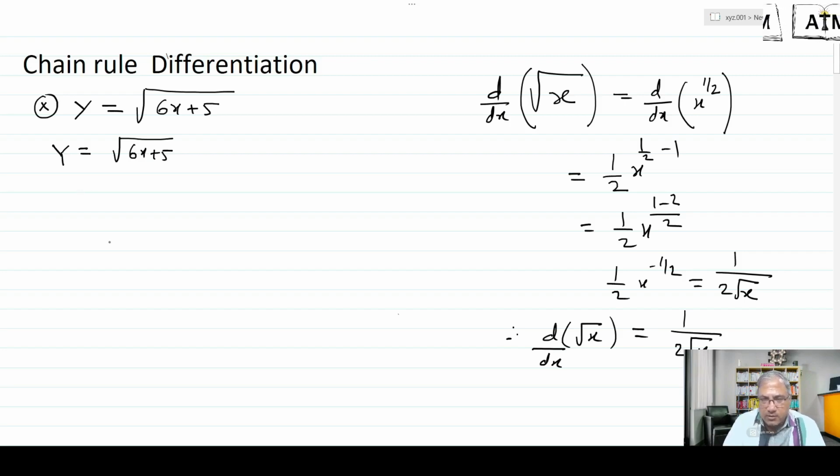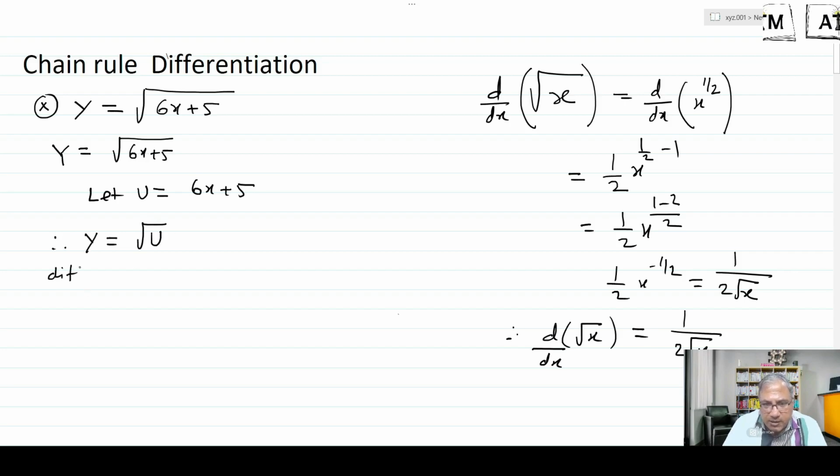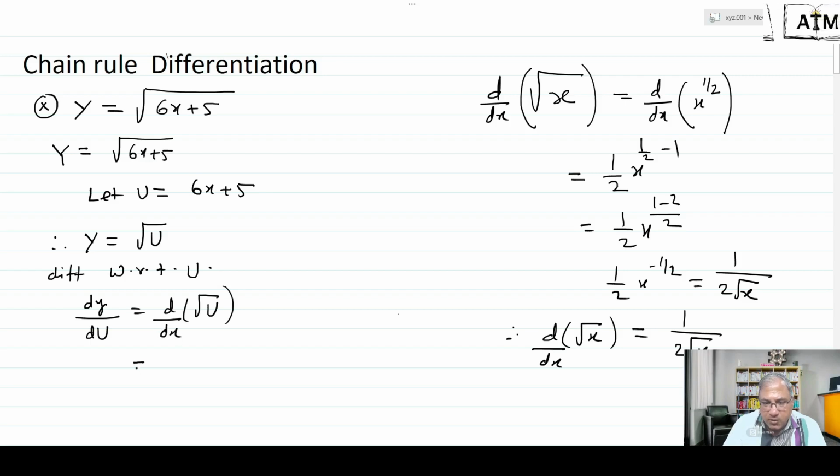So what I do here, let u equal 6x plus 5. Therefore y equals root u. Now differentiating, what is step 1? Step 1 is dy by du and the second step is du by dx. So differentiating both sides with respect to u, what do you get here? dy by du equals differentiation of root u with respect to u.